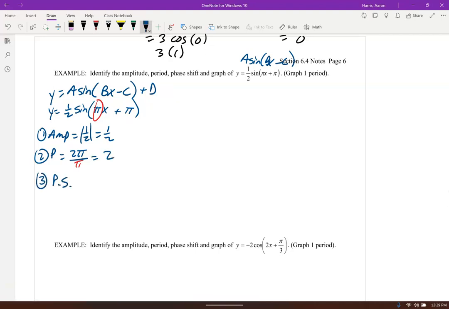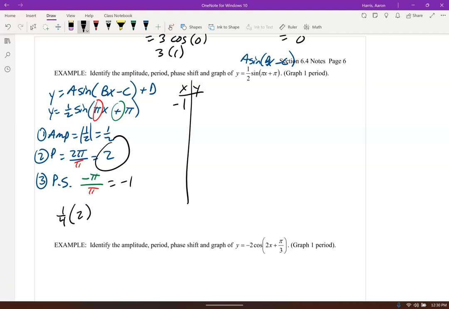Our phase shift, see how this is a plus, so our c is actually negative pi over our b, which is pi. So our phase shift here is negative 1. That's where I want to start plotting points, at -1. And then I want to cut the period. The period is 2. I want to take a fourth of that period. So 2/4 or 1/2. I want to go up by a half. So -1 plus a half, negative a half. Negative a half plus a half, 0. 0 plus a half, 1/2. 1/2 plus a half, 1.